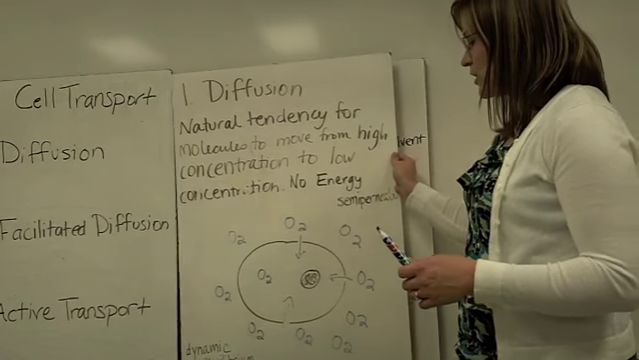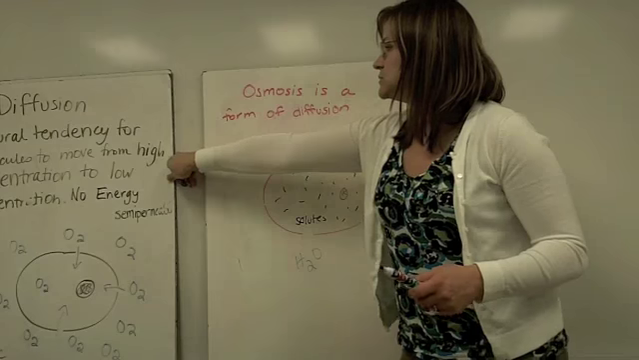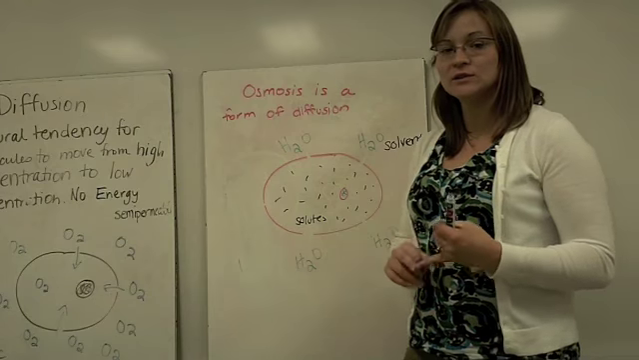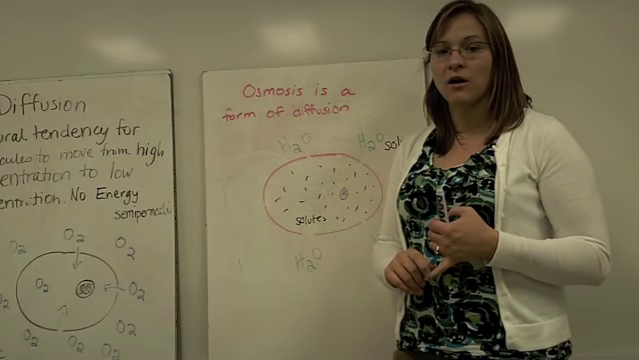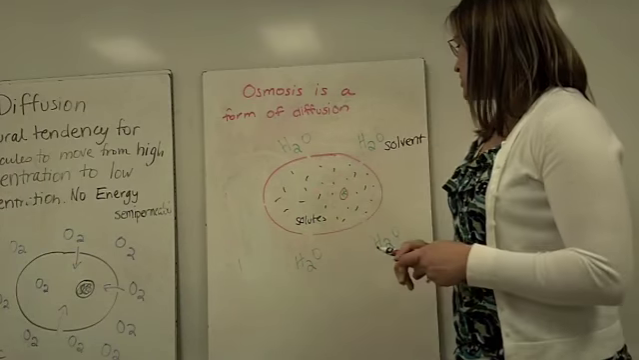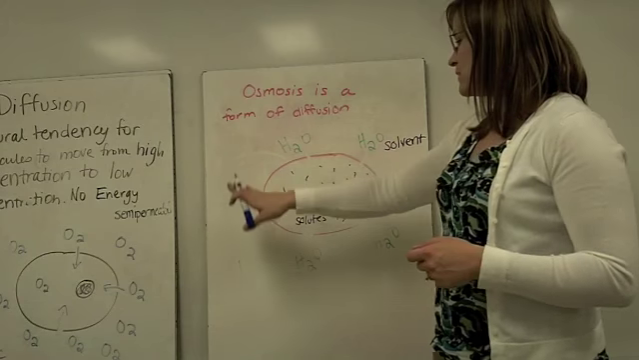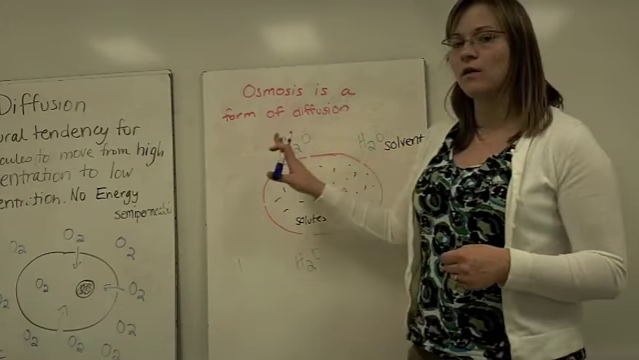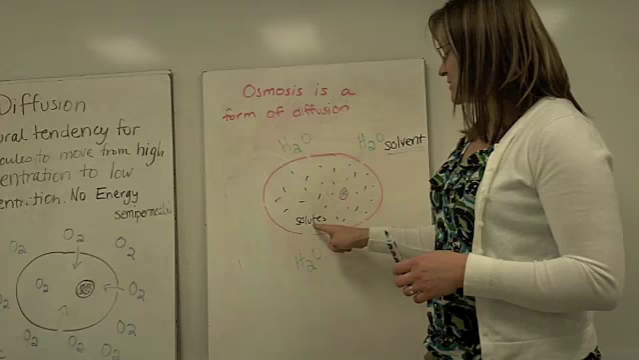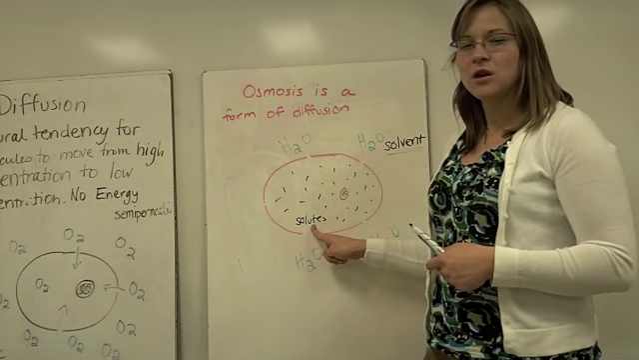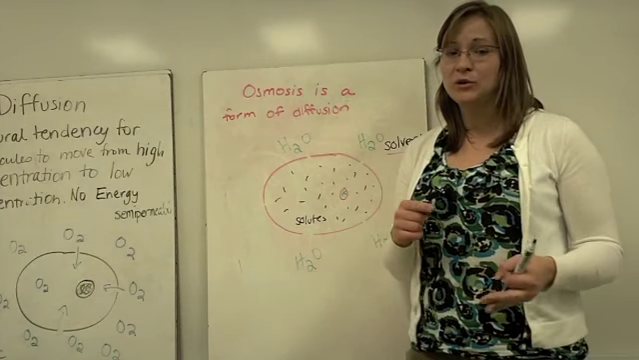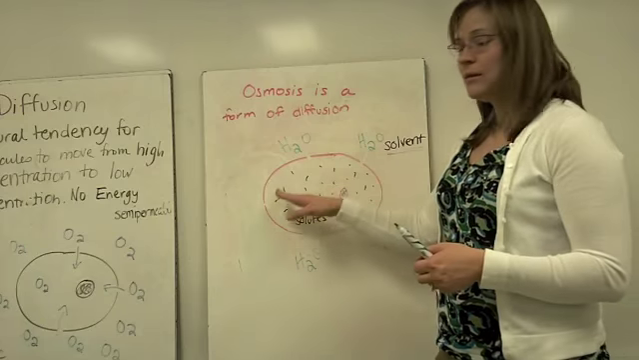So part of diffusion, osmosis falls under diffusion. It is a form of diffusion. Osmosis is just the movement of water from an area of high concentration to an area of low concentration. So on the outside of this cell, we have a lot of water, a lot of solvent or liquid. On the inside of the cell, we have a lot of solutes. Solutes are just the particles that aren't liquid, so amino acids, protein, glucose, lots of those solutes.